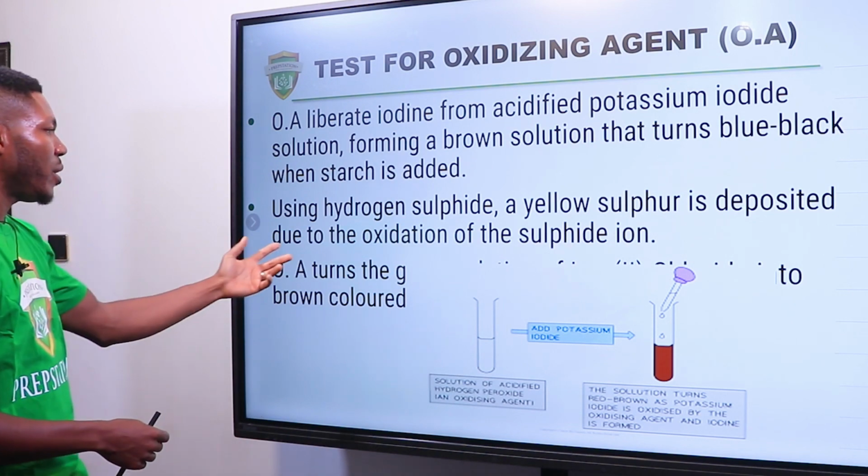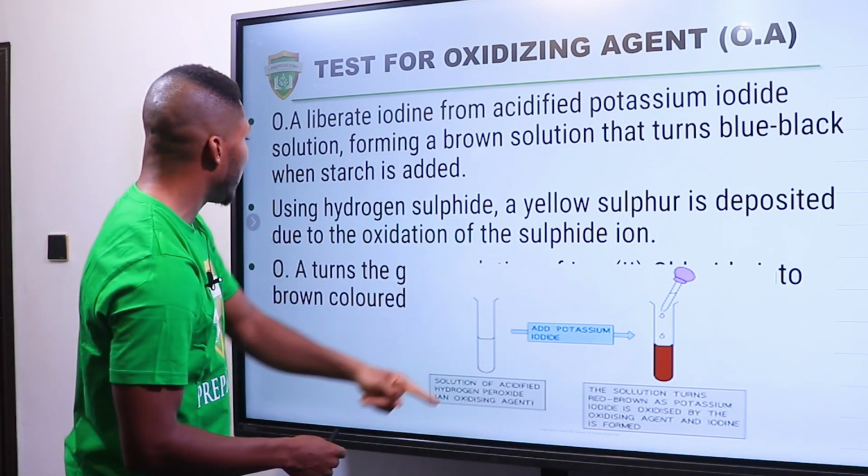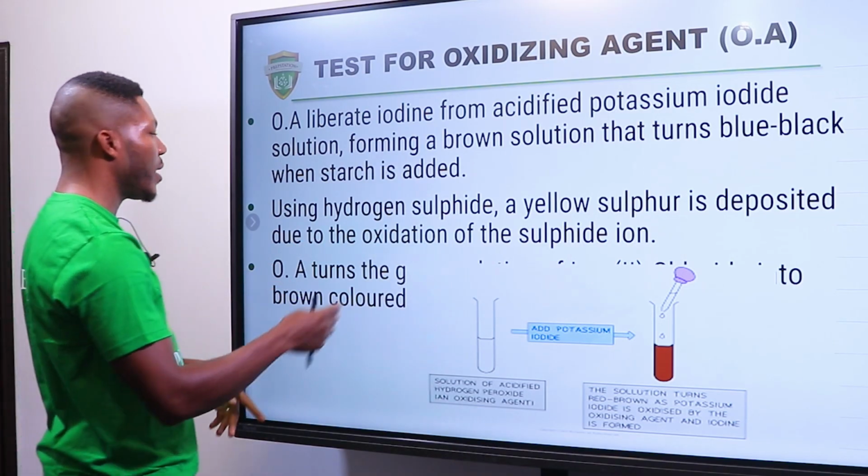The next one is using hydrogen sulfide. A yellow sulfur is deposited due to the oxidation of the sulfide ion.